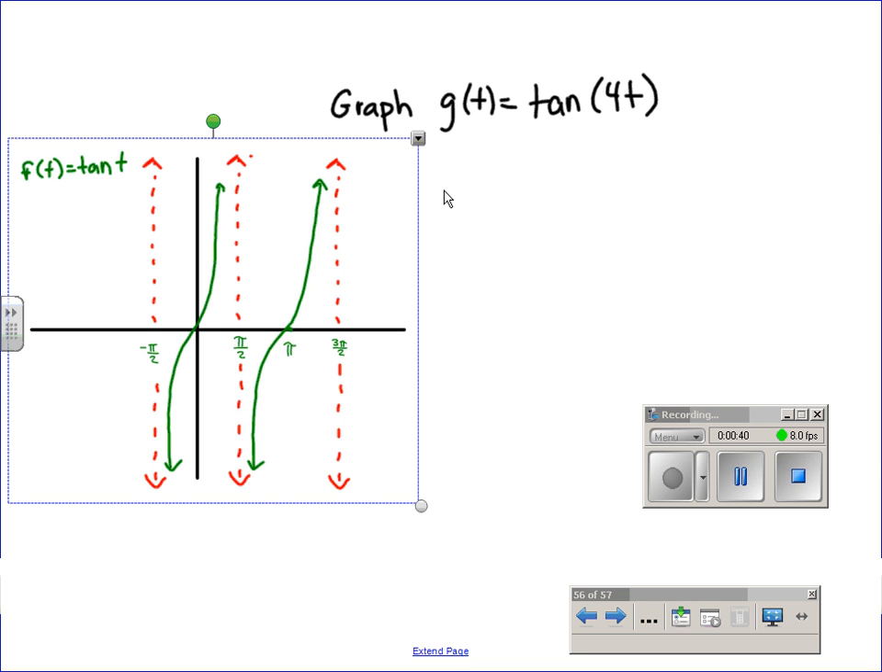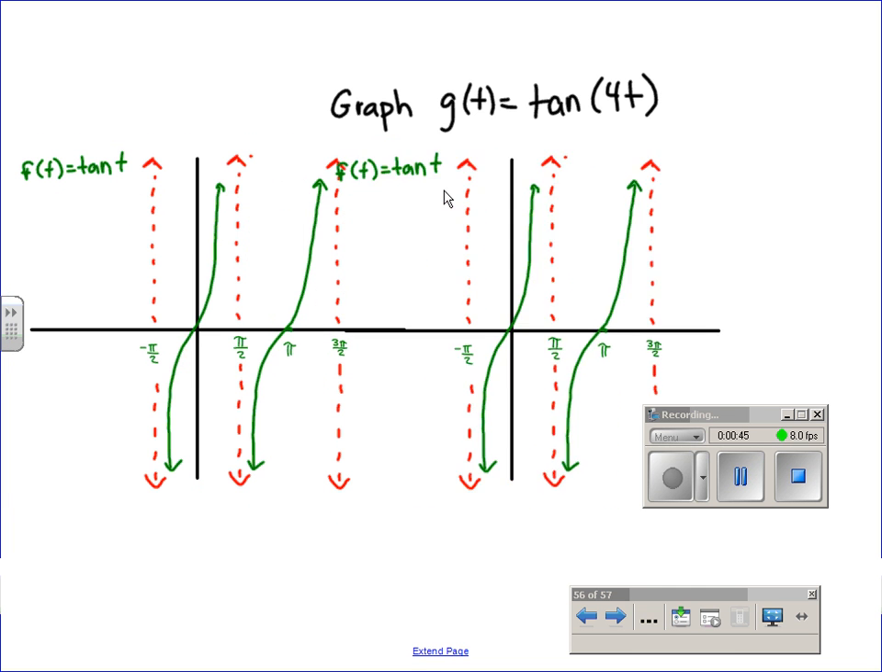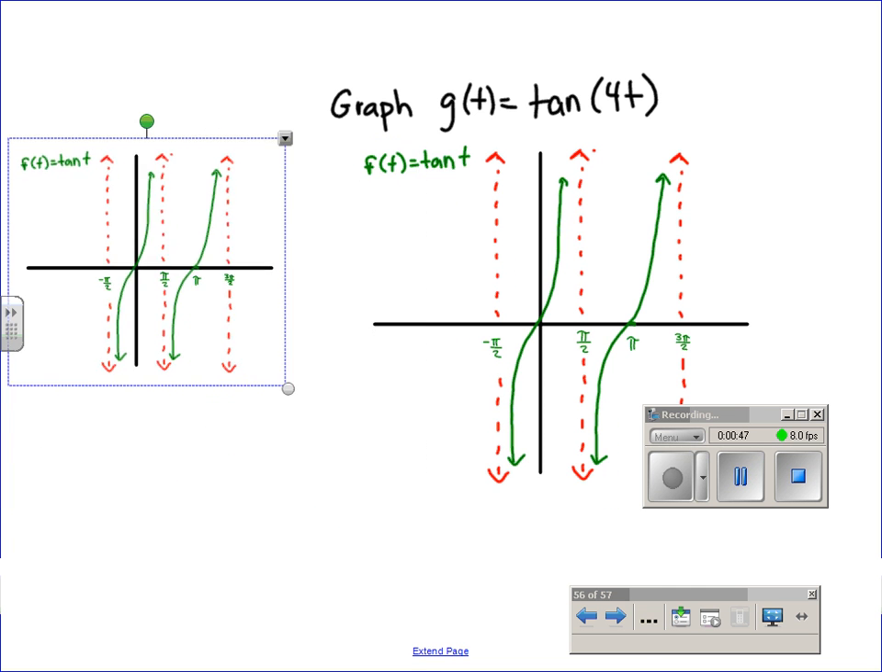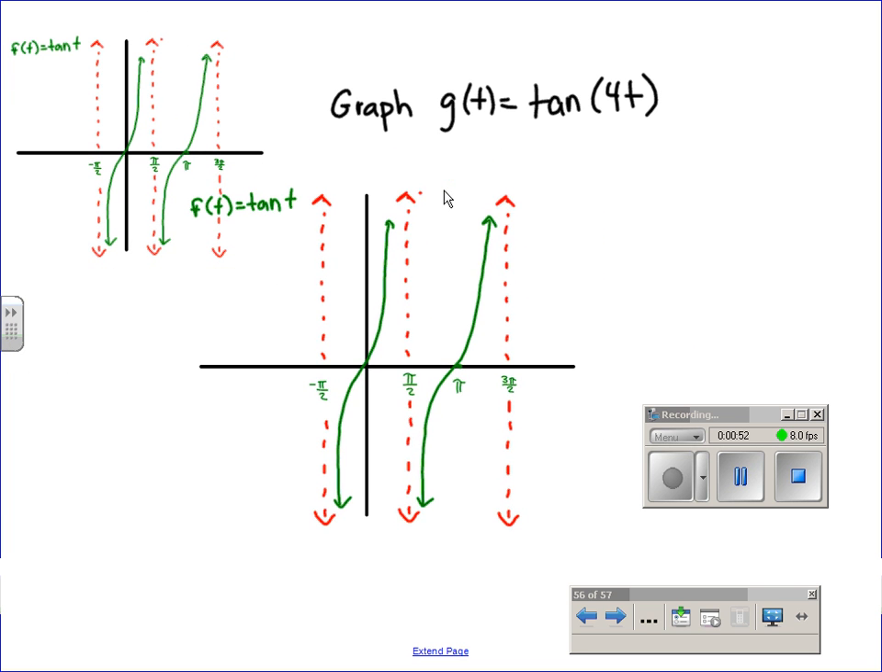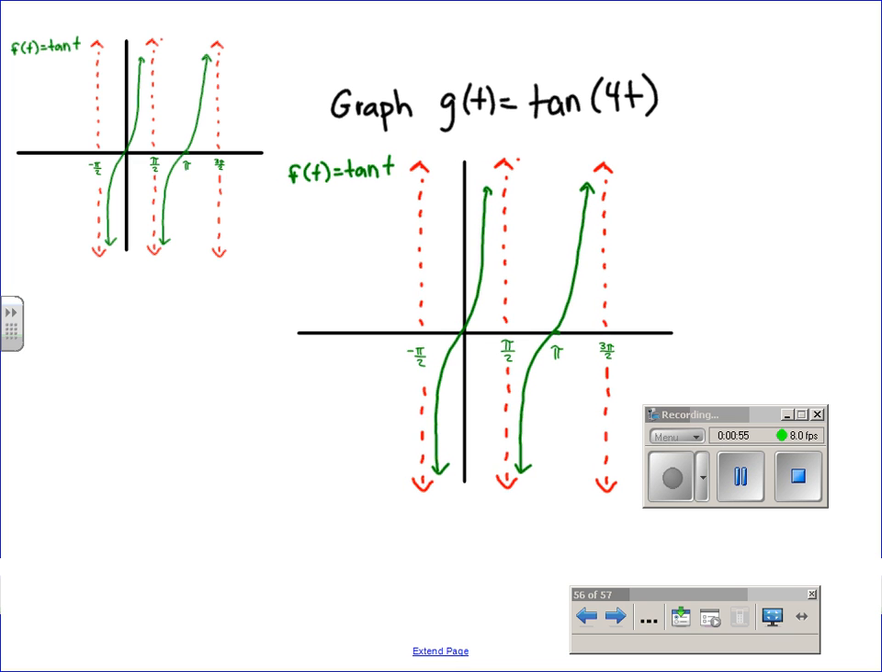So we're just going to get a copy of that. And there are no horizontal or vertical transformations in this case. So we can go from this graph. Now what's going to change here, and when you're doing tangent, what's going to change in this case is your period is changing. You know that your period for tangent is normally pi. But in this case, we've got tangent of 4t, so to find the period, we're going to take that pi and divide it by 4.